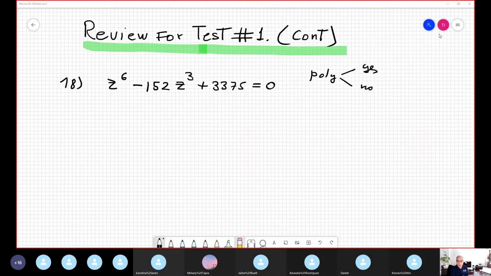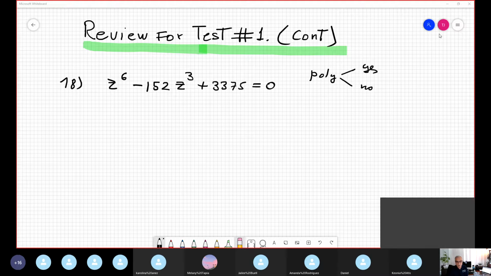Okay, question 1. Is it a polynomial equation or not? Any participation? Come on, come on. Yes, no, never, always. Polynomial, yes? No? Why? Why not?